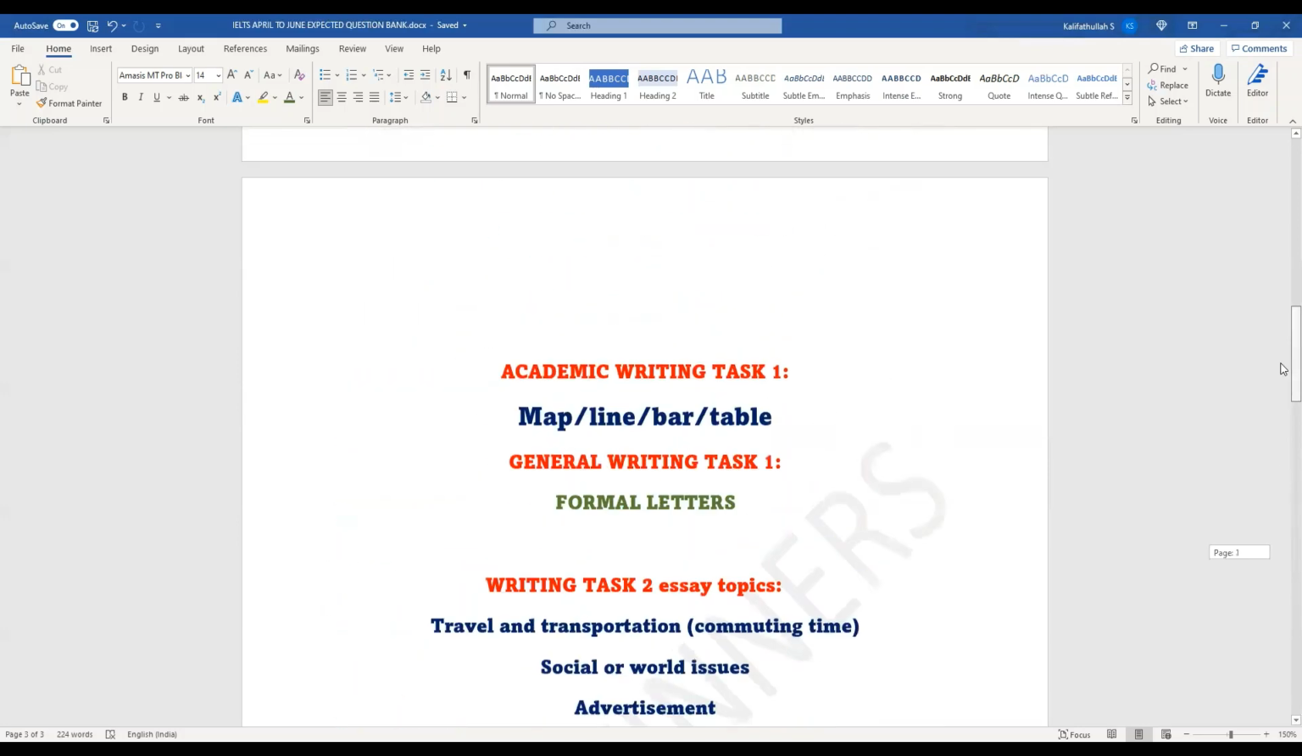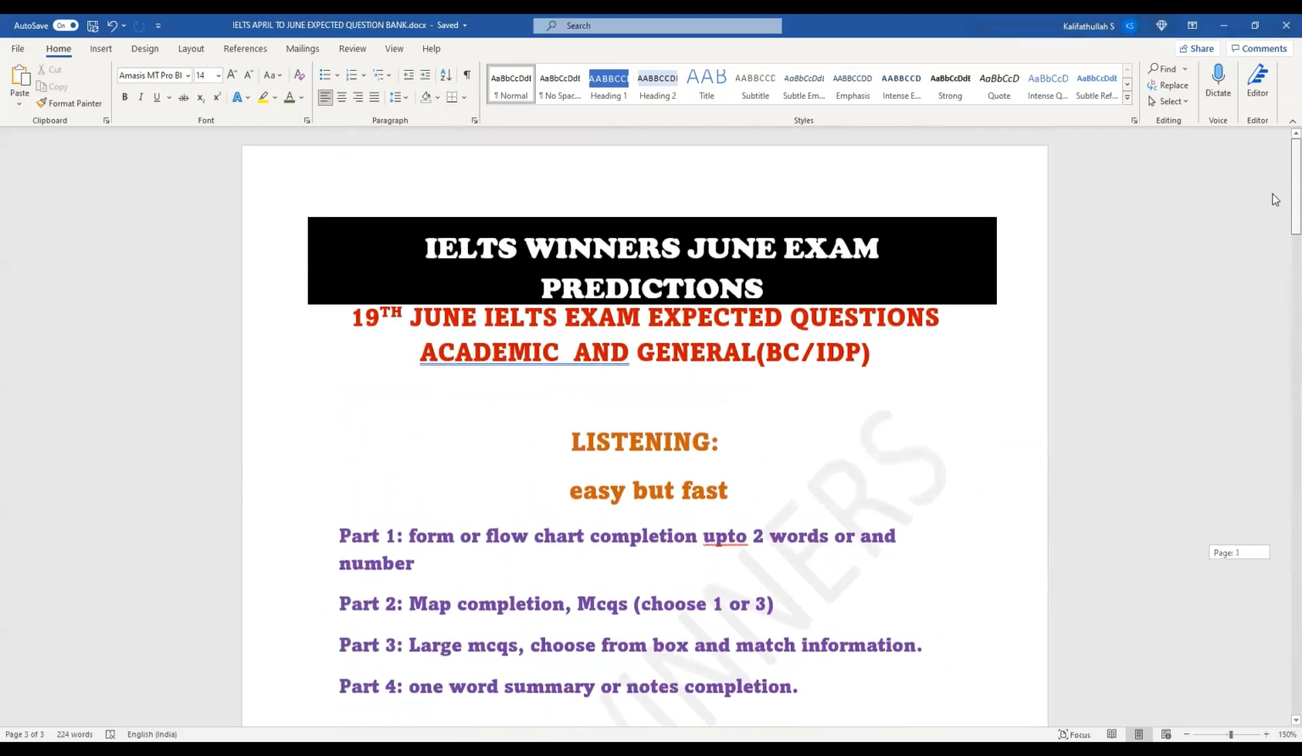So this is the prediction of IELTS, right? All the 4 modules for 19th June 2021. So last predictions have been true. So you can go with this as well.